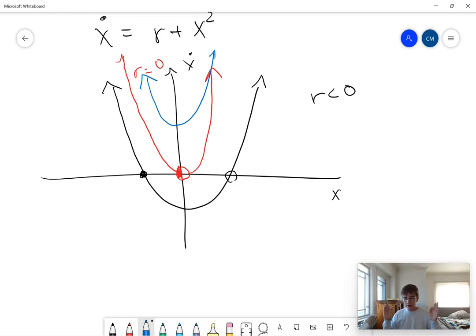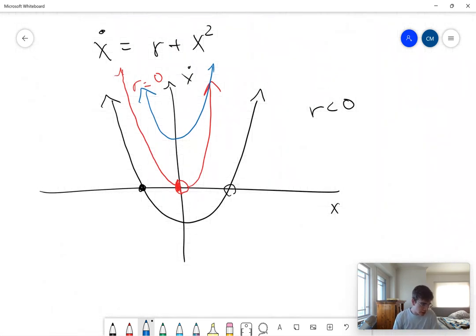And this is the characteristic signature of a saddle node bifurcation. All right, if you see fixed points colliding and annihilating and then being destroyed, it's almost certainly a saddle node bifurcation, especially in the systems we're going to be looking at.